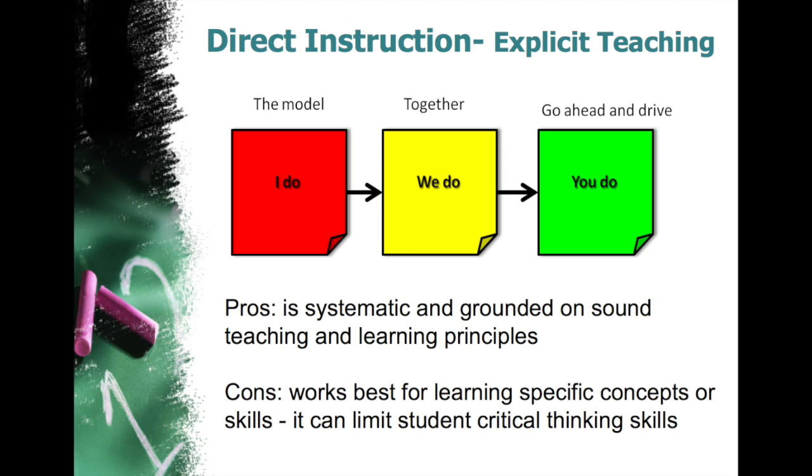Now, this has a lot of great things going for it, but it also has some cons. One of the greatest parts is it's very systematic and it's very easily understood by students. It's teaching very explicit things. We're telling the student this is why it's important that you learn this particular skill or information. Unfortunately, it does work best in learning specific concepts or skills. It actually can limit students' critical thinking skills, and as we know, those critical thinking skills are very important when teaching the social sciences.